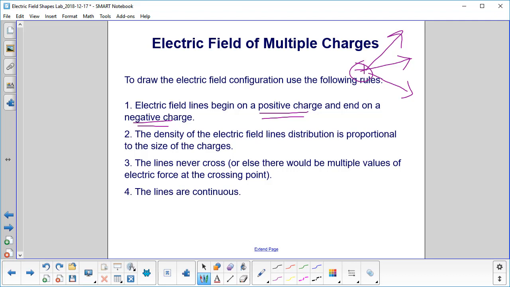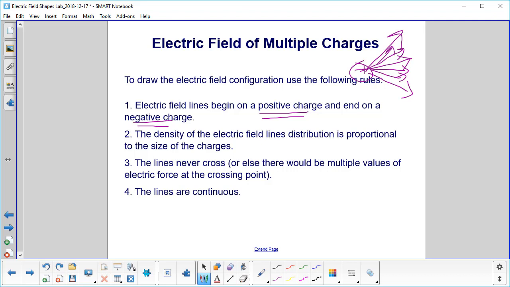The density of the field lines' distribution is proportional to the size of the charges. The greater the density, you would represent that by having more electric field lines, and that means it's a stronger electric field and a larger charge.